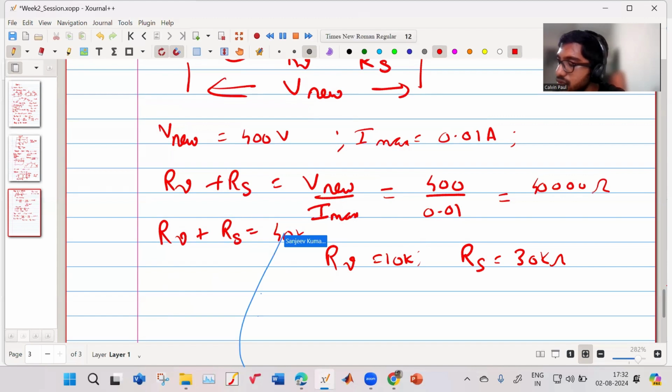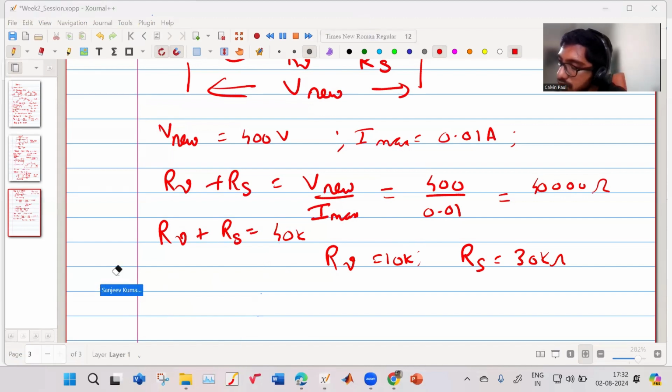So Sanjeev, please don't use annotation because that is what is causing the issue. Sanjeev, please don't do that. If you have any doubt, you can tell.